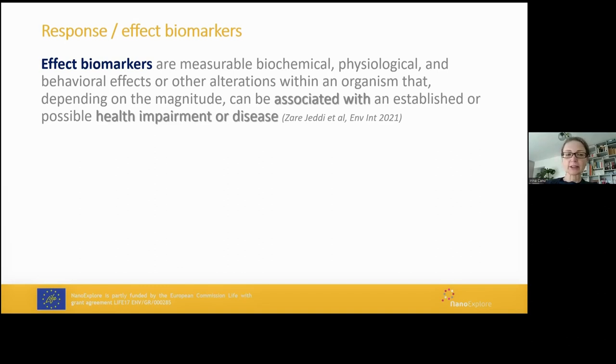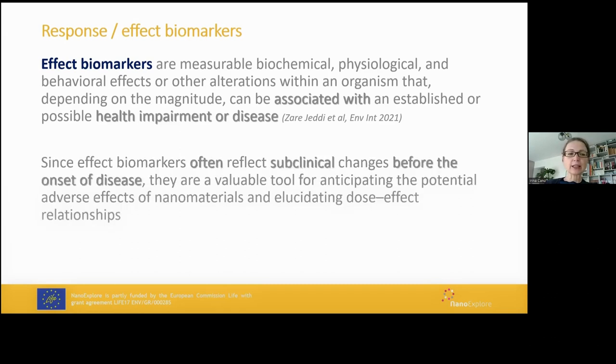Why I am more interested in these biomarkers and why they are more useful for projects like NanoExplore is that usually the effect biomarkers could be measured well before the occurrence of diseases, so they reflect subclinical changes. And when dealing with exposures and hazards or pollutants for which we don't have clear ideas about their toxicity, like engineered nanomaterials, using clinical or effect biomarkers is helpful for anticipating the potential adverse effects of nanomaterials and also to investigate the dose response or dose effect relationship statistically between these biomarkers used as health outcomes.